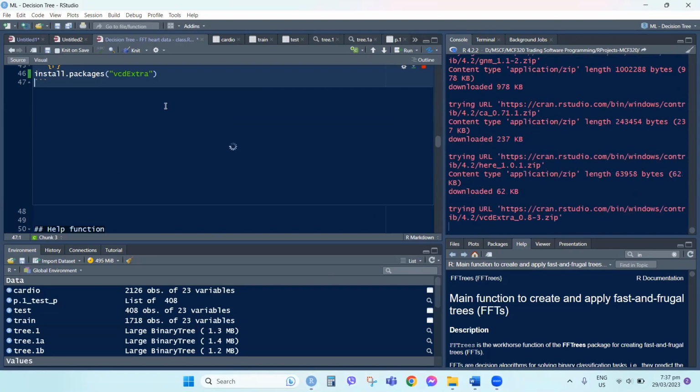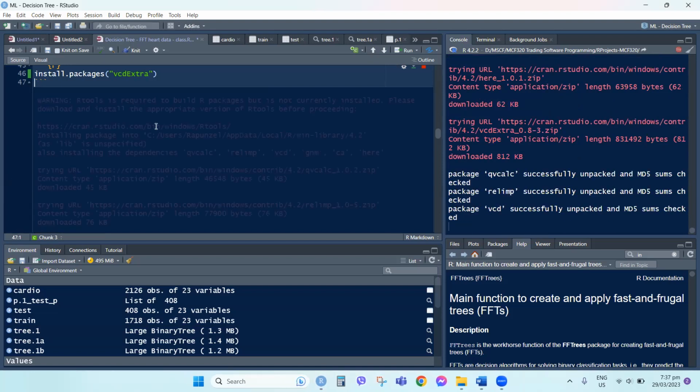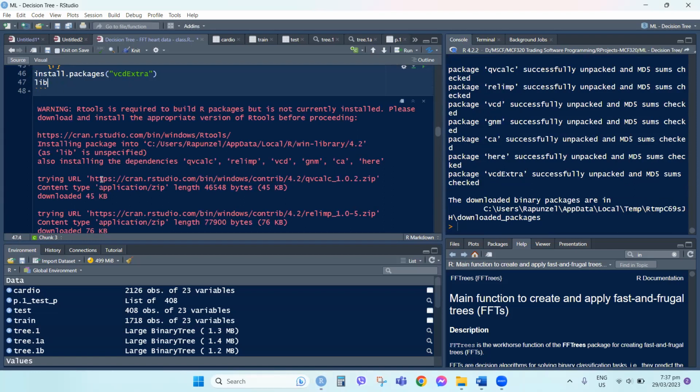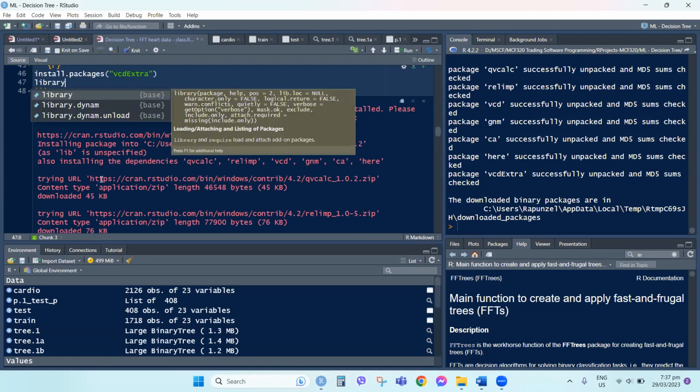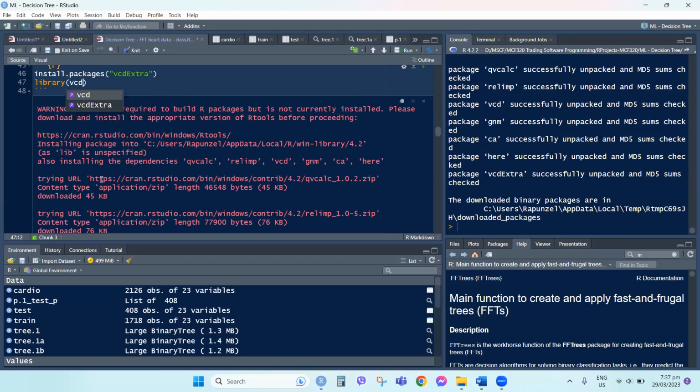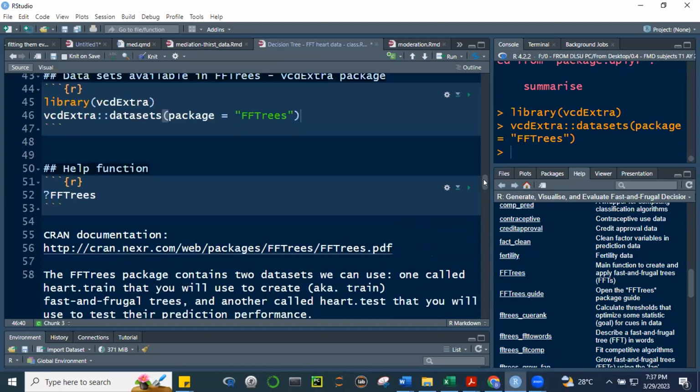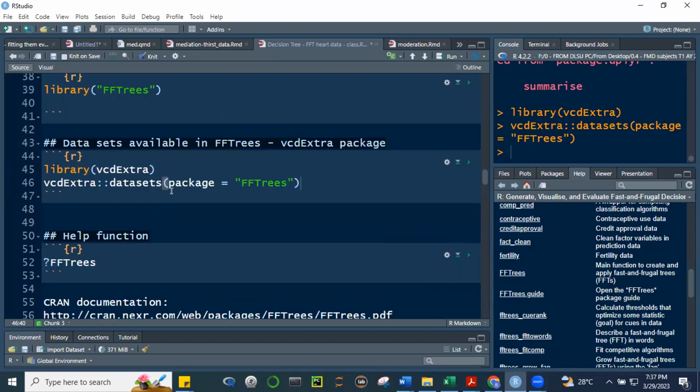Alright. Sige, tapos yung library na, sir. I-library mo siya, no? And then, pwede natin magamit yun. Share screen na ako, ha? Yes, sir. Okay, share na po ako. And then we can now use that for this function, yung data sets niya. Tapos, pinapa-generate natin kung anong data sets ang laman ng package na FFTrees.